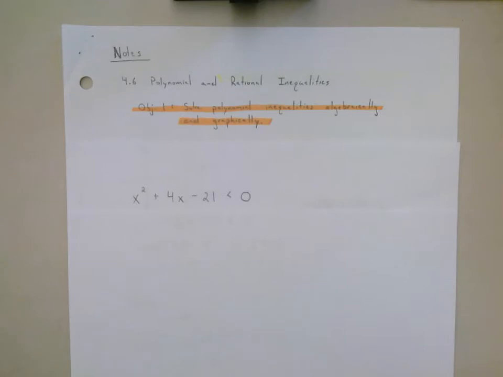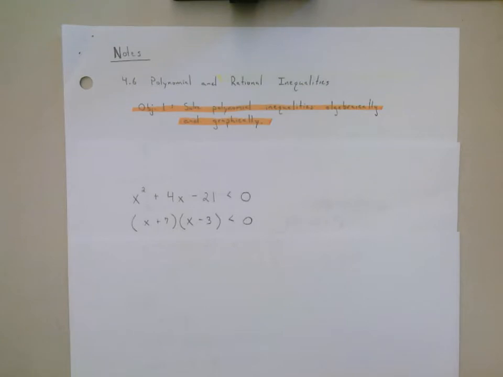Alright, I hope everybody had a chance to try and solve this inequality. Chances are, when you saw the quadratic, that your first reaction was to factor it. And that's a good first move. So we know that our quadratic expression is equal to the quantity x plus 7 times the quantity x minus 3. And we need this to be less than 0.